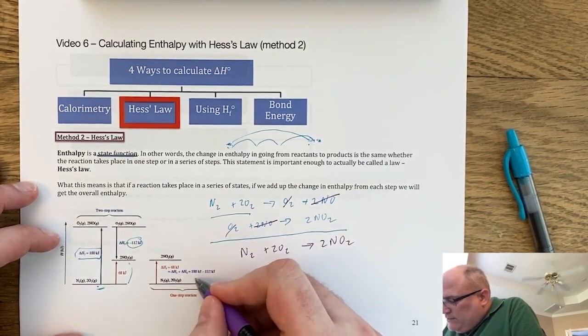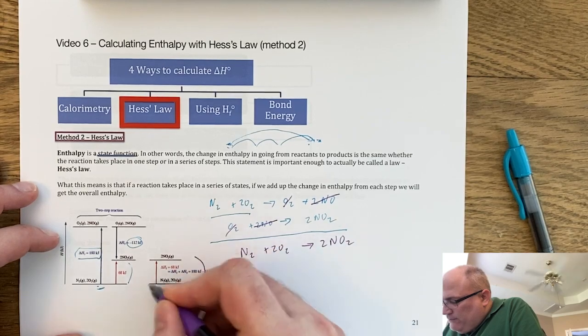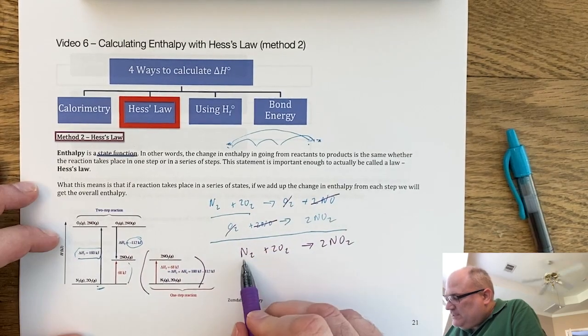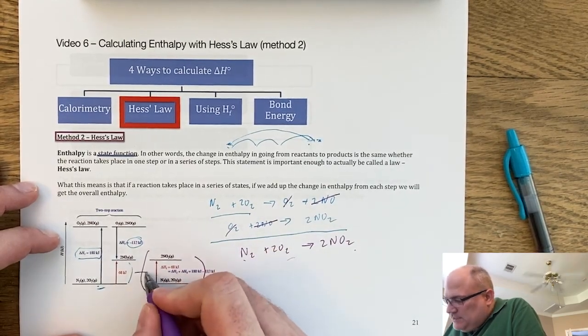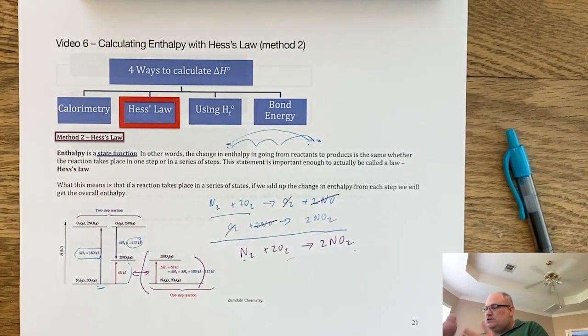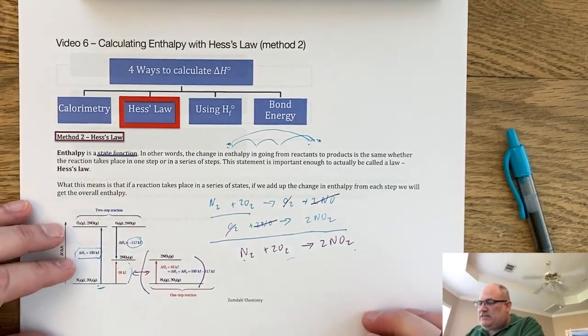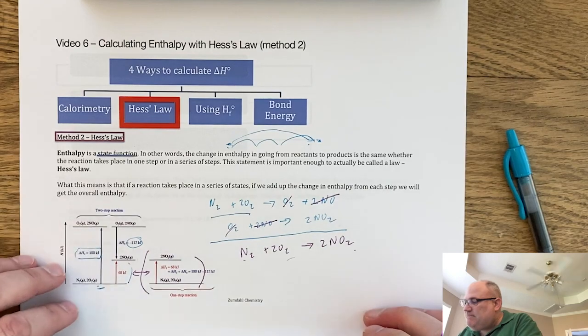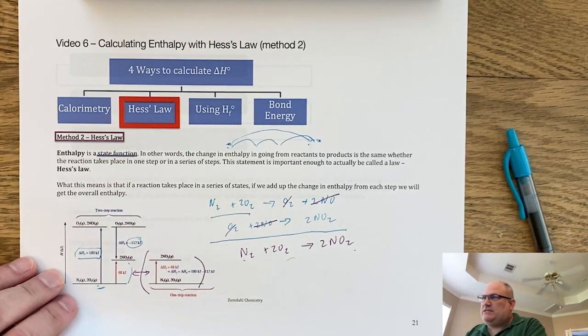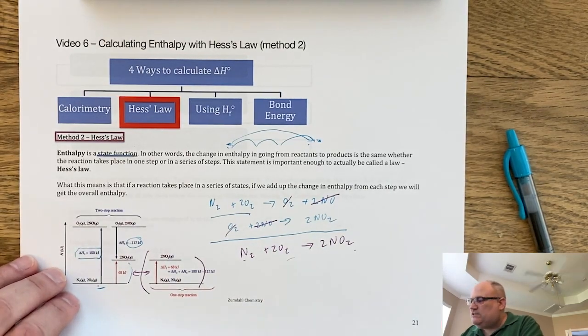And if you take a look here, this little part of the graph right here shows what would happen if we just did this in one step. And you notice how the energy is the same in both cases. So what Hess's law essentially says is that it doesn't matter if a reaction takes place in multiple steps or one single step, the amount of energy change between the reactants and products will always be the same.